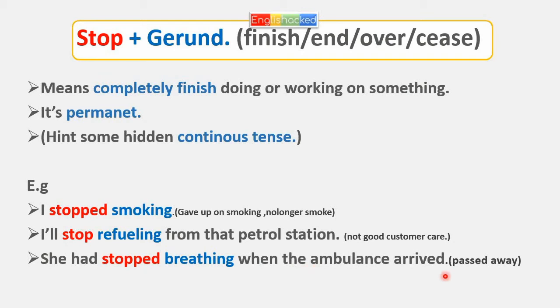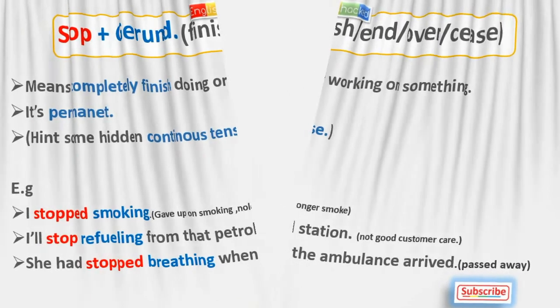The next one is she had stopped breathing when the ambulance arrived. This means she passed away. She died. Life ended. Life finished. She stopped breathing. She was breathing, then she stopped.